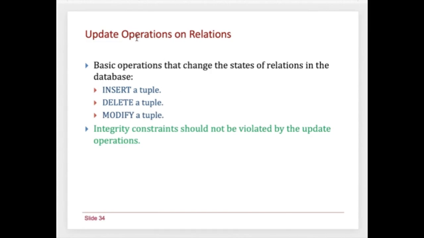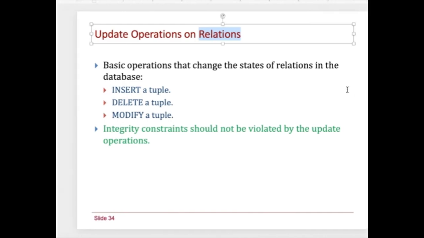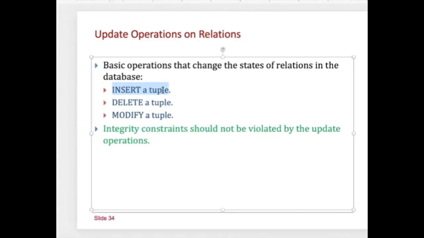Basic operations for the relations. Another name of relations, I hope you remember, as we discussed in our last class, is table. So what are the basic update operations on relations? Once you create a relation, a table is created. After that, what do you do with that? You insert a row or a tuple, you delete a tuple, or you modify a tuple. These are the 3 basic operations that you perform on relations in the database.